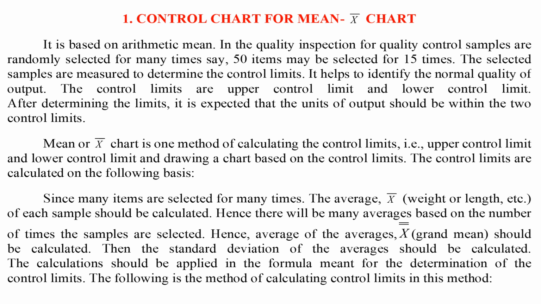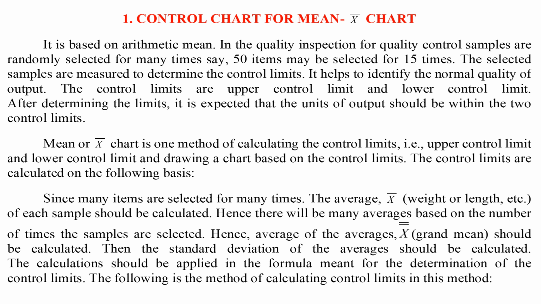1. Control chart for mean chart. It is based on arithmetic mean. In the quality inspection for quality control, samples are randomly selected for many times, say, 50 items may be selected for 15 times. The selected samples are measured to determine the control limits. It helps to identify the normal quality of output. The control limits are upper control limit and lower control limit. After determining the limits, it is expected that the units of output should be within the two control limits.